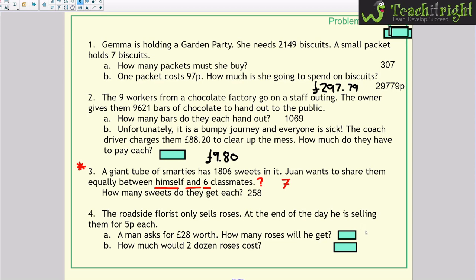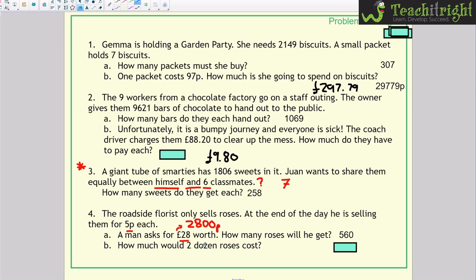Number 4, the roadside florist only sells roses. At the end of the day, he's selling them for 5 pence each. A man asks for £28 worth. How many roses will he get? The reason this is a bit of a sneaky question is you've got pennies combined with pounds. So before I started, the first thing I would have done is realise that that is the same as spending 2,800 pennies. So you need to do 2,800 divided by 5, which I think is going to be quite a big number, 560 roses.